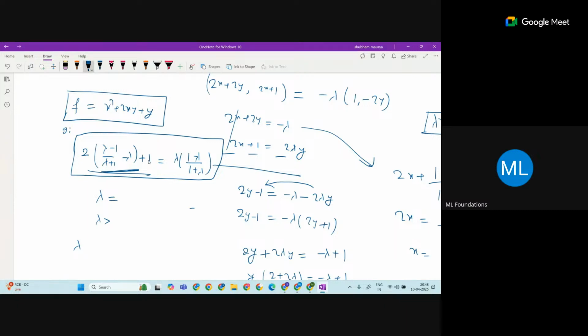I'm saying maximizing or minimizing, whatever the constraint you are getting. Either you are getting 2 points or 1 point, you have to think whether that point gives you the maximum value or minimum value. Whatever the critical points, whatever the values you are getting.